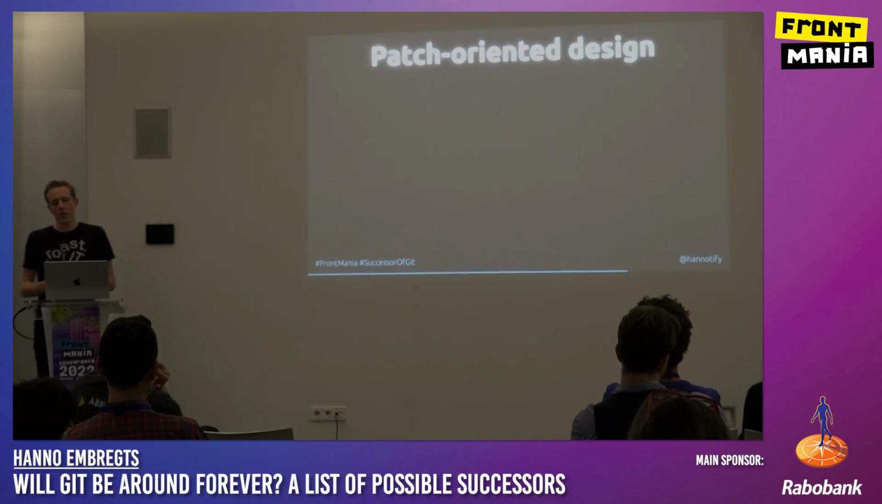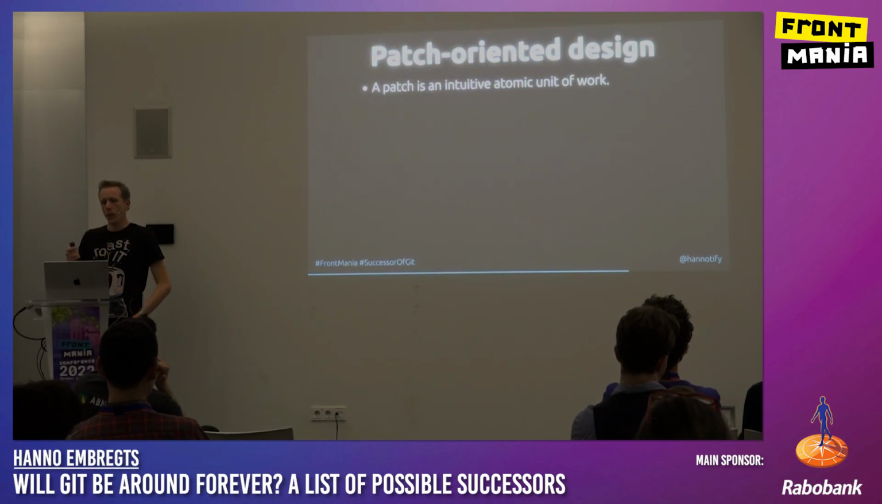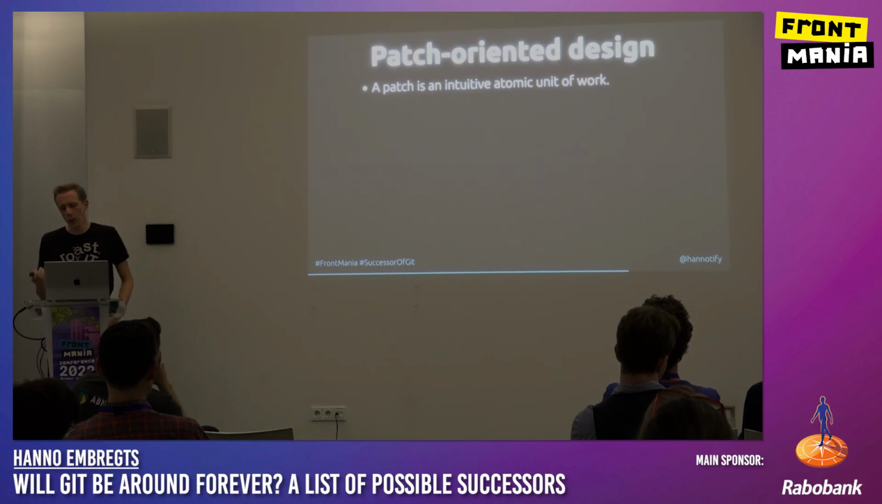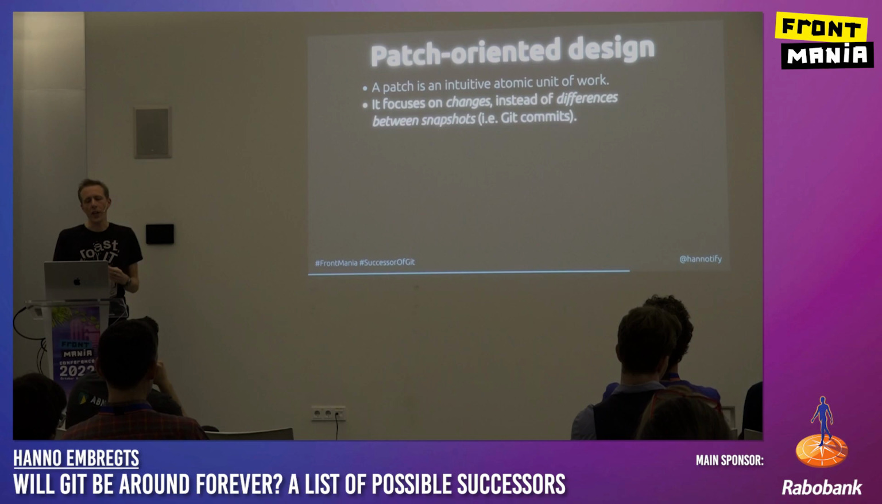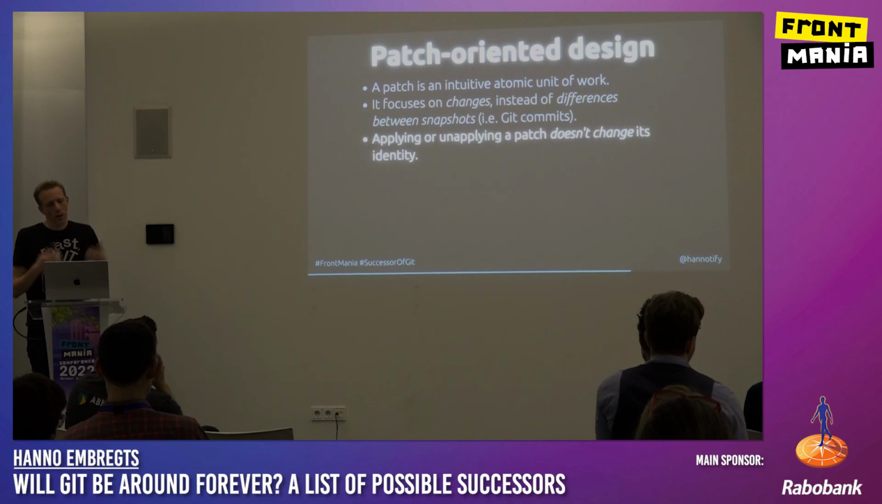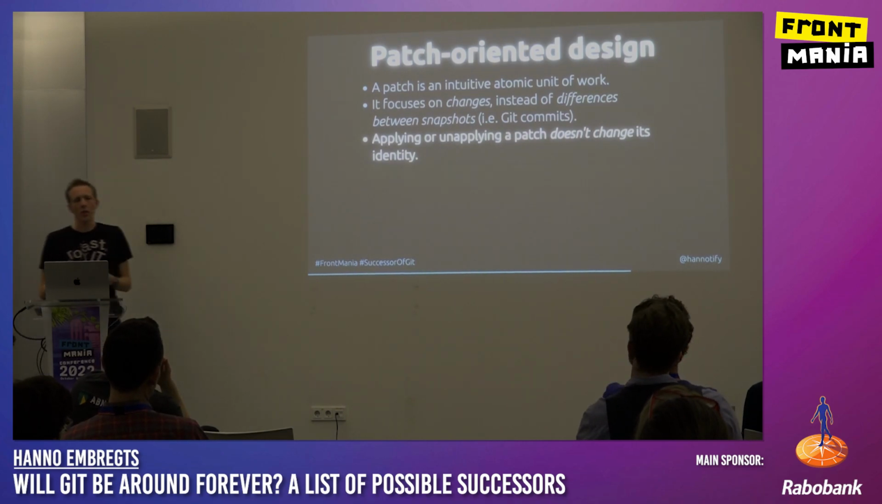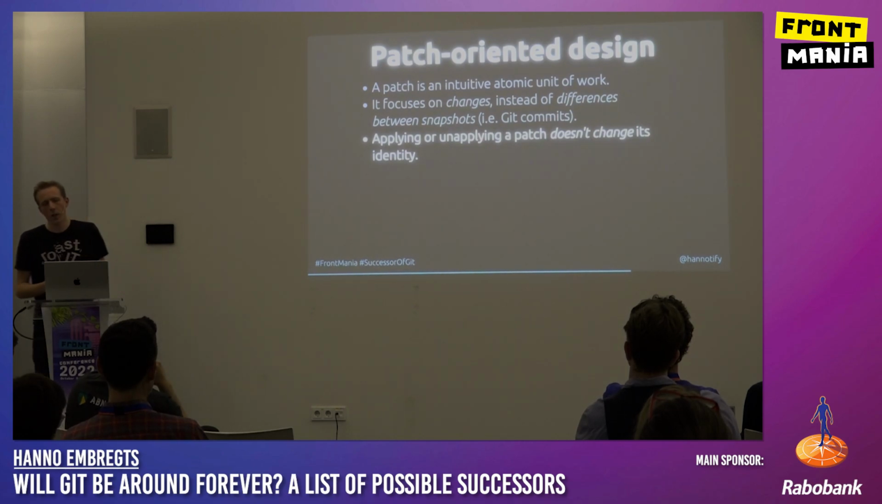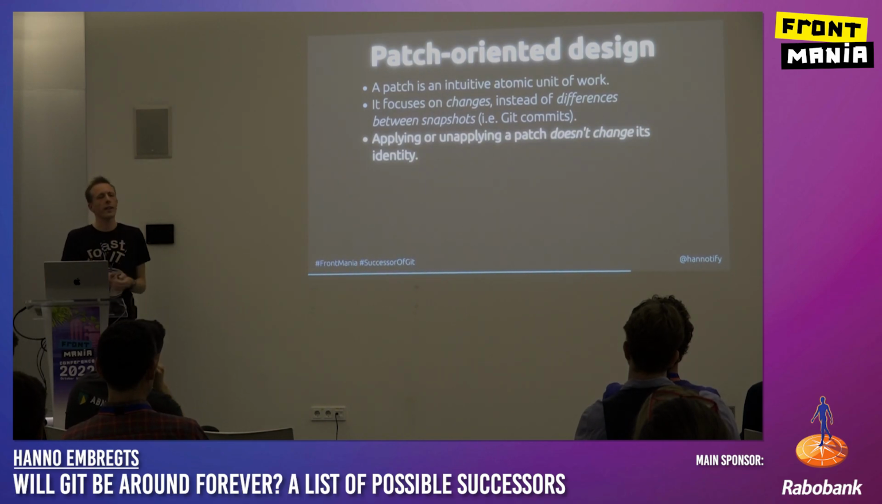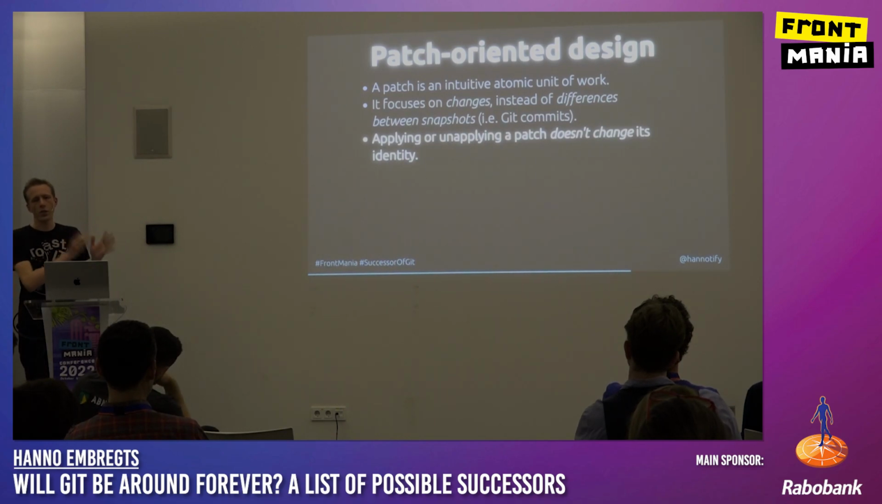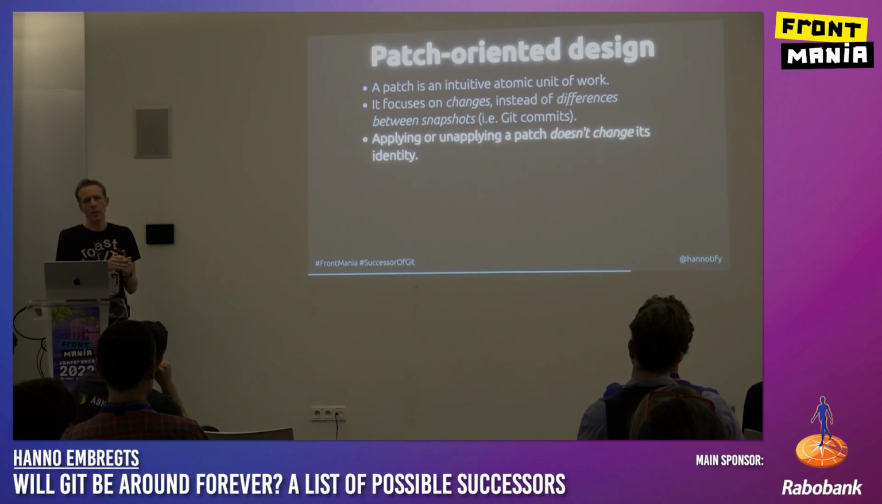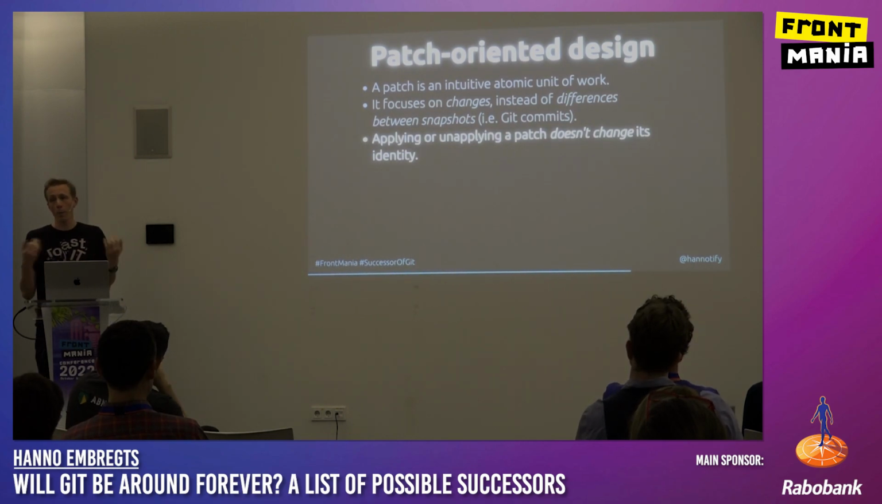So this patch-oriented design, how does it work? Well, a patch is an intuitive atomic unit of work. And it focuses on changes and not on differences between snapshots. And applying or unapplying a patch doesn't change its identity. This is very different from Git. When you create a change in Git, Git stores the end result of your change, snapshots of files. If you ask for git diff, it just takes 2 versions of files and computes the differences when they are needed. And each snapshot has its own identity, its own commit ID, whereas with Pijul, a patch has an identity.